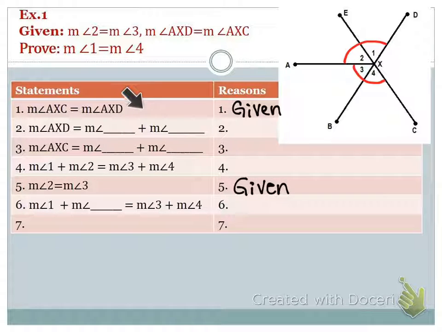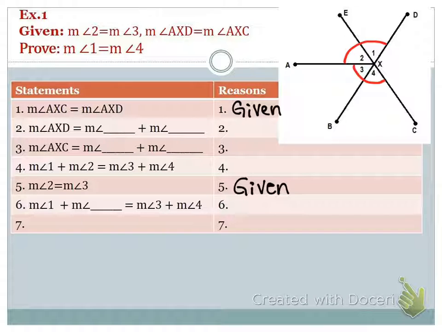So whether you just want to put them all in the beginning and get them out of the way, that's fine with me. If you want to wait until you're about to use that information, you can put it further down in your statements. All right, so we're headed to proving that the measure of angle 1 is equal to the measure of angle 4. That's where they want us to get to.